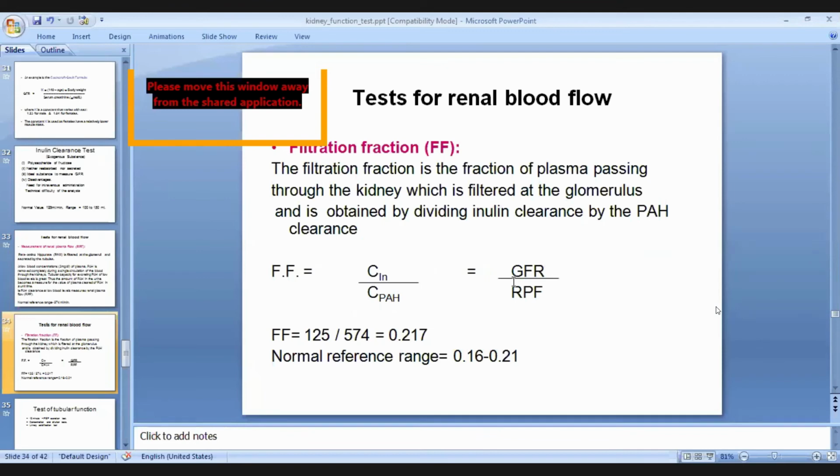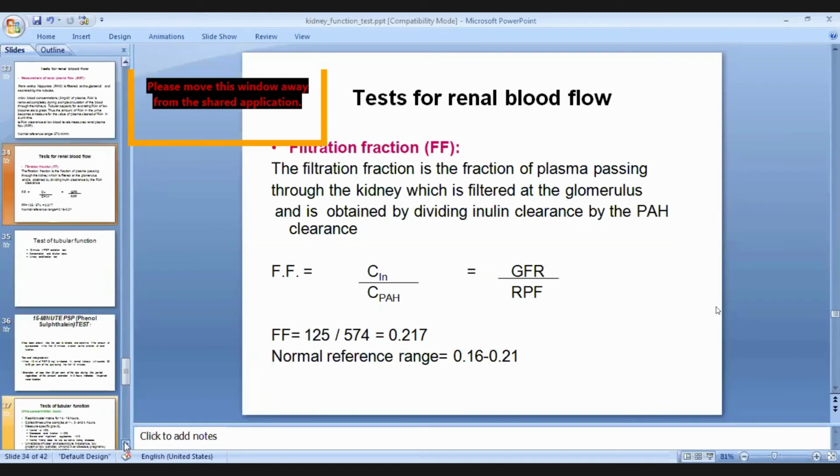How much filtrate is formed, relative to how much blood is flowing towards the kidney, RPF. Okay? So this fraction is GFR by RPF. Normally, when you put in the normal values, it will be around 0.2, and the normal range is 0.16 to 0.21. So this is about filtration fraction, and the test is done for renal blood flow.